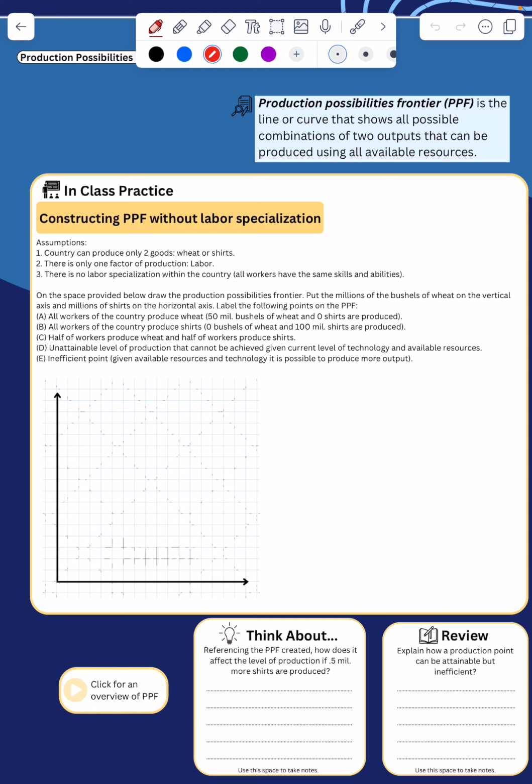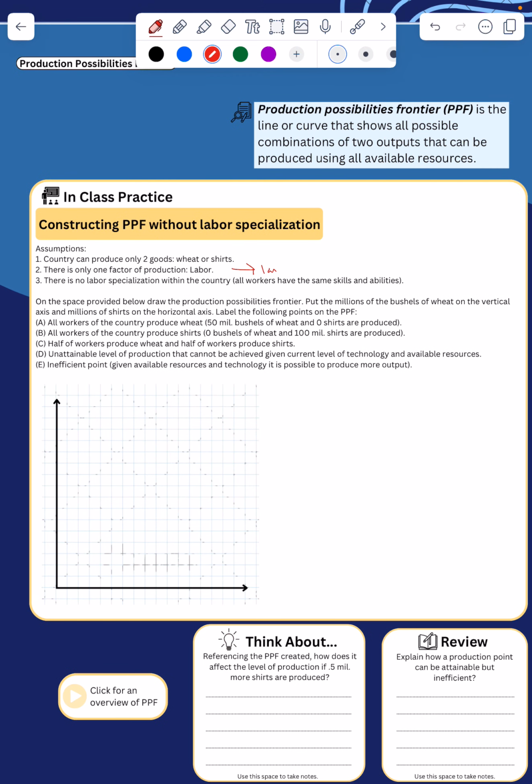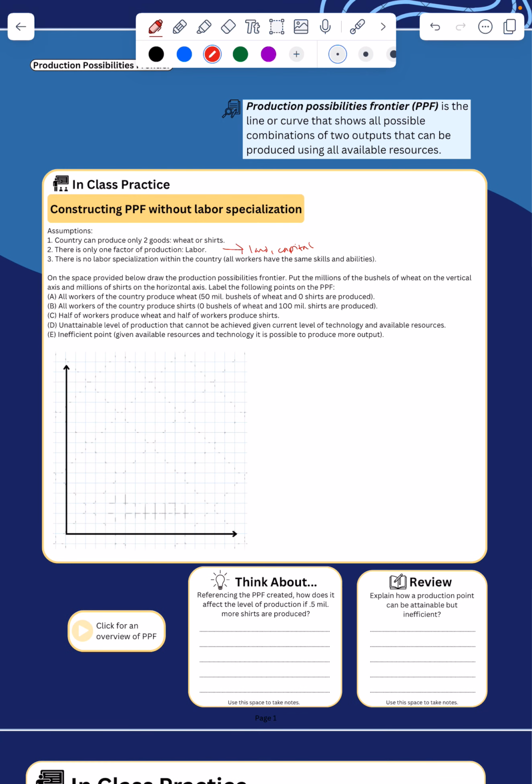Other inputs are land and capital, and capital can be machines, buildings, factories, anything like that, etc. And there's no labor specialization within the country, which basically means that all workers have the same skills and abilities.